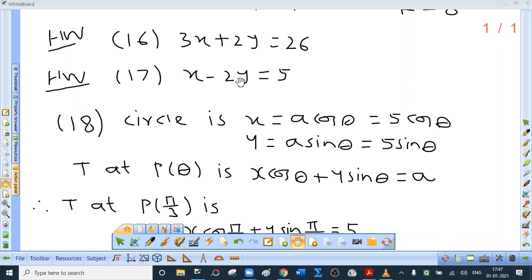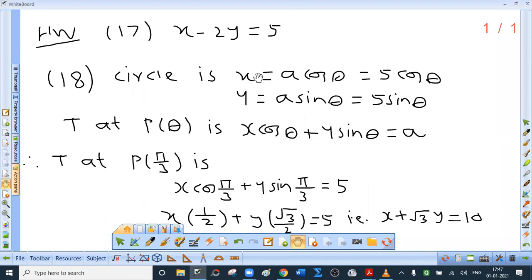Sum number 18. Find the equation of the tangent to the circle x equal to 5 cos theta, y equal to 5 sin theta at the point theta equal to pi by 3 on it. You have to be very careful because in the last sum, it was x equal to a sin theta, y equal to a cos theta. Remember, x equal to a cos theta, y equal to a sin theta are the parametric equations of which circle? x square plus y square equal to a square. Now these are parametric only. So I can say a equal to 5.